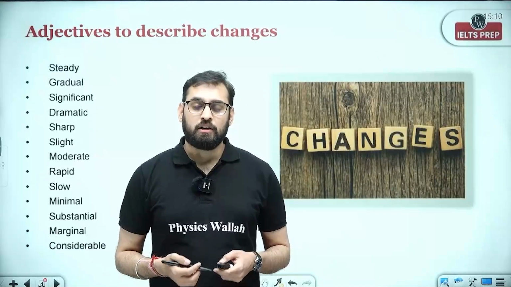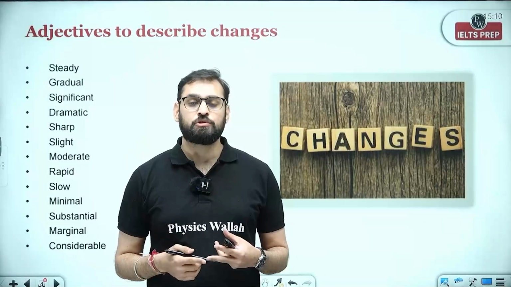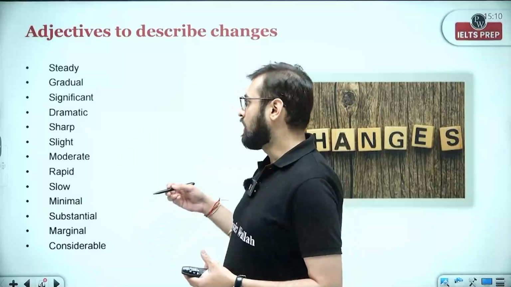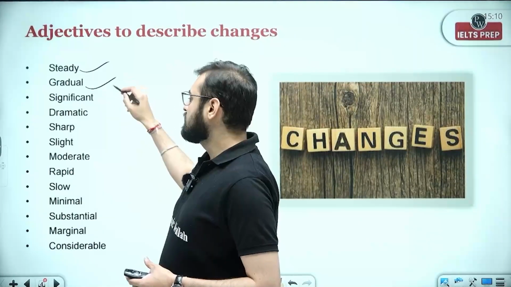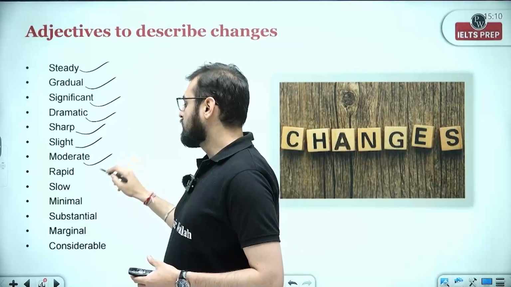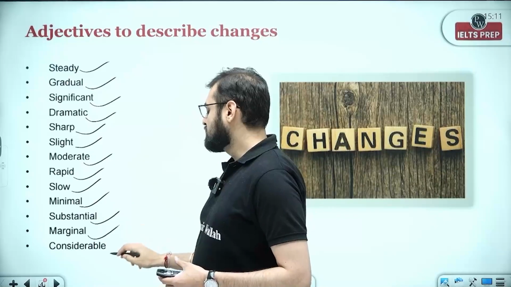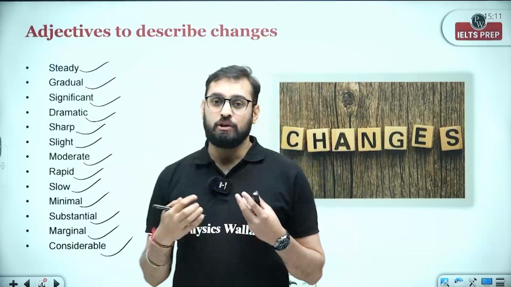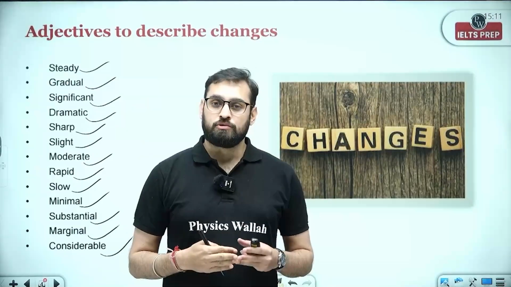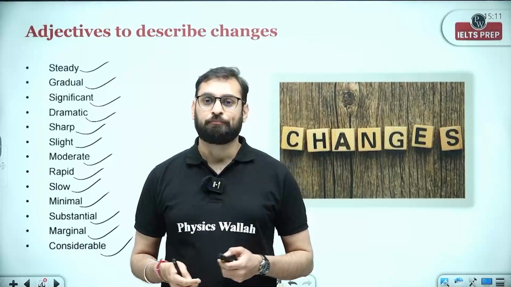Another grammatical identity which is important to know is adjectives and where to use them. You should be using adjectives to describe the changes in your Task 1. How? Steady, gradual, significant, dramatic, sharp, slight, moderate, rapid, slow, minimal, substantial, marginal, or considerable. By using these adjectives, you not only show your range of vocabulary, but you also show that you know how to use relevant vocabulary in your Task 1.